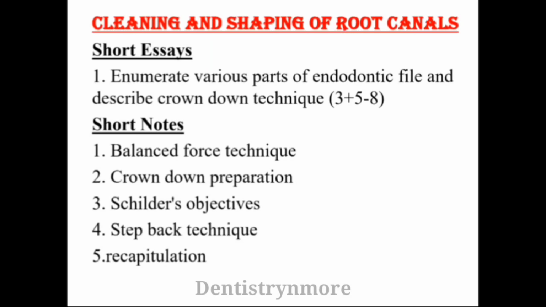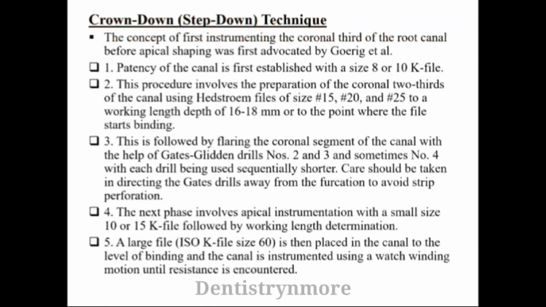And this concludes working length determination. Now we are moving to cleaning and shaping of the root canal. There will be short essays and short notes. Short essays include enumerating various parts of an endodontic file and describing the crown down technique. And the short notes include balanced force technique, crown down preparation, Schilder's objectives, step back technique, and recapitulation. First one is the crown down or step down technique.